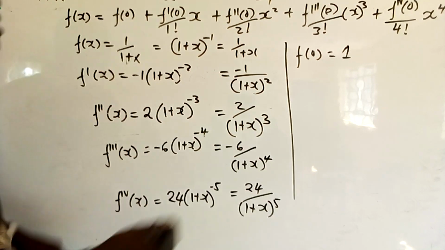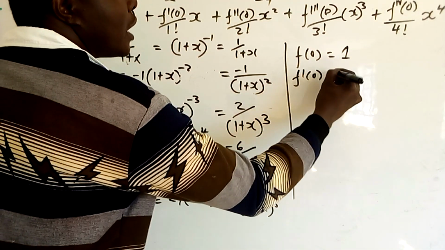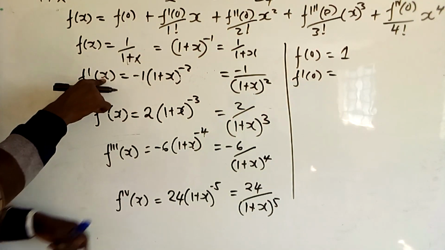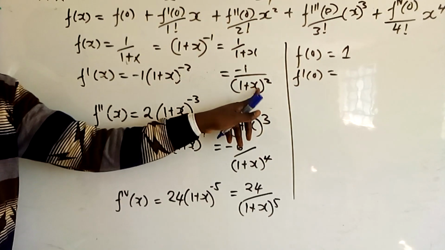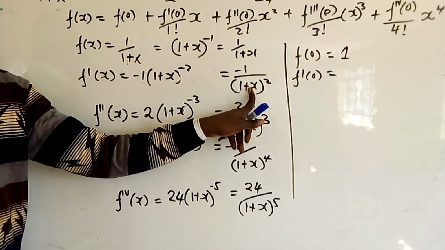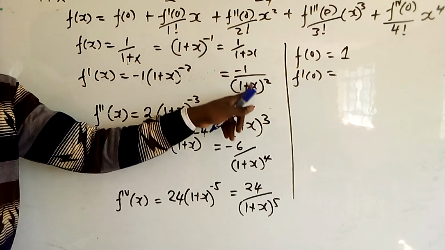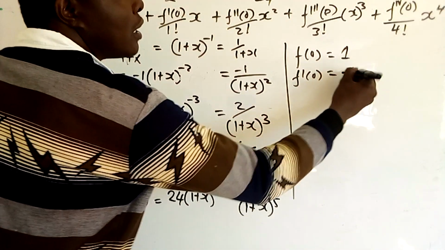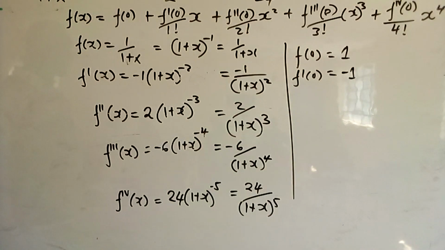Move to the next one, f prime of 0. If you put 0 where x is, f prime of 0 is negative 1 over 1 plus 0 squared. 1 plus 0 is just 1, isn't it? So 1 squared is 1. Negative 1 over 1 is negative 1. Are we together there?